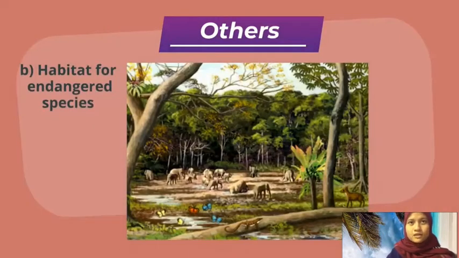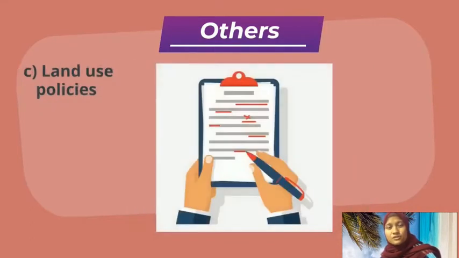And next is habitat for endangered species. It is more like a precaution step. So you need to consider whether there is wildlife living there, and whether you can continue to build the outdoor facility or not. And lastly is land use policies. Of course, if you want to build or renovate something, you need to take legal action so that you can run the outdoor facility legally.